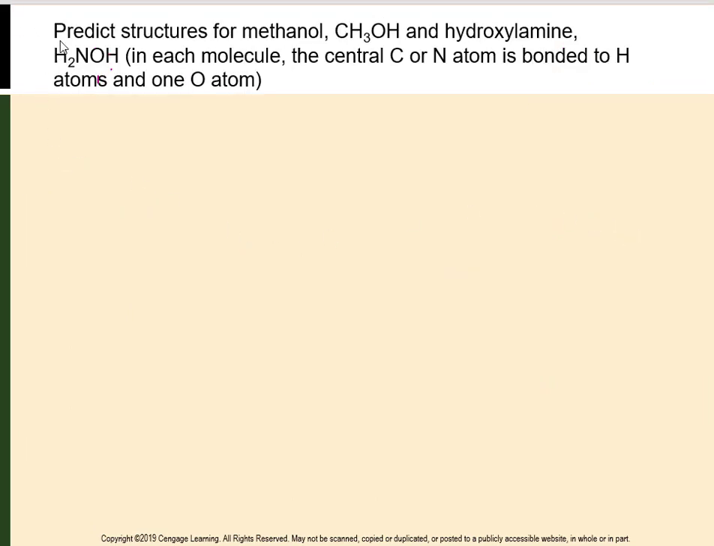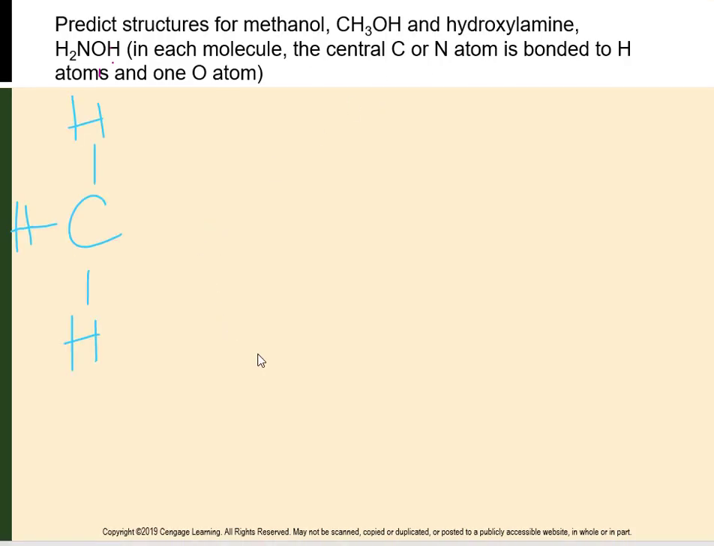Next, I want you to try drawing these structures for methanol, CH3OH, and hydroxylamine, H2NOH. And in each molecule, the central carbon or nitrogen atom is bonded to hydrogen atoms and 1 oxygen atom. So see if you can mess with that. Again, add up your total valence electrons. Make sure everybody's happy with the octet except for the hydrogen. They want 2.